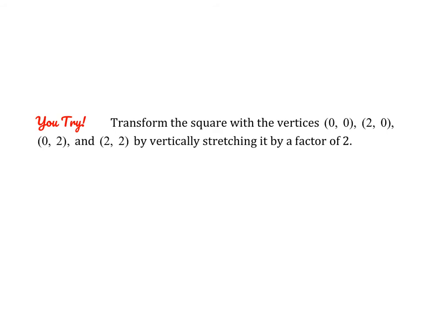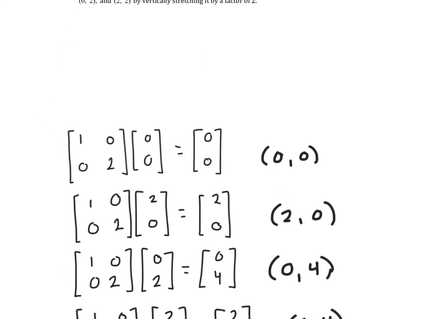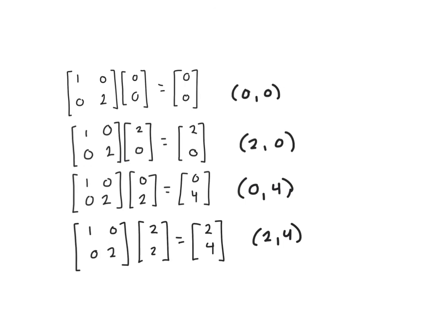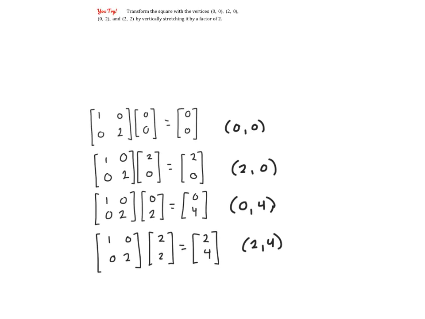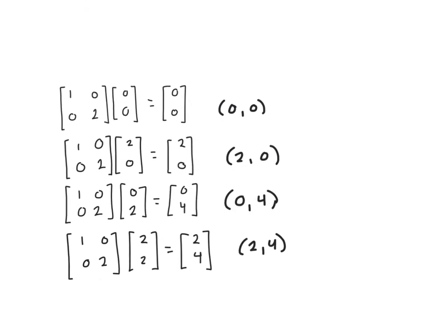Okay, go ahead and pause the video and give this example a try. Okay, so here the transformation matrix we use would be 1, 0, 0, 2 because it is a vertical stretch by a factor of 2. And then we have the same for coordinates. We do a little bit of matrix multiplication, and notice that all of our y values were multiplied by 2, which would follow the same rules that we've talked about previously.